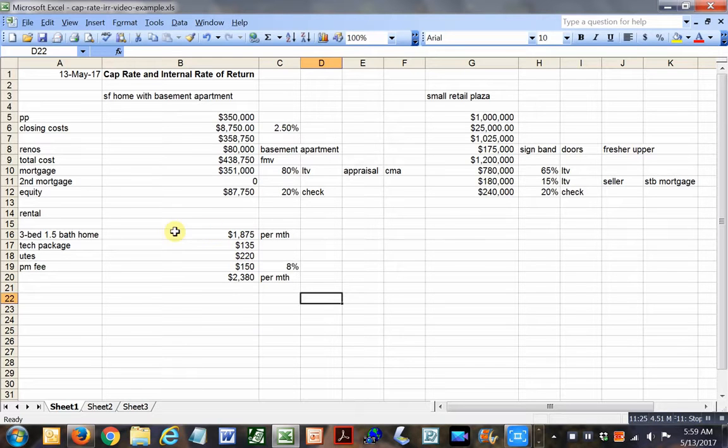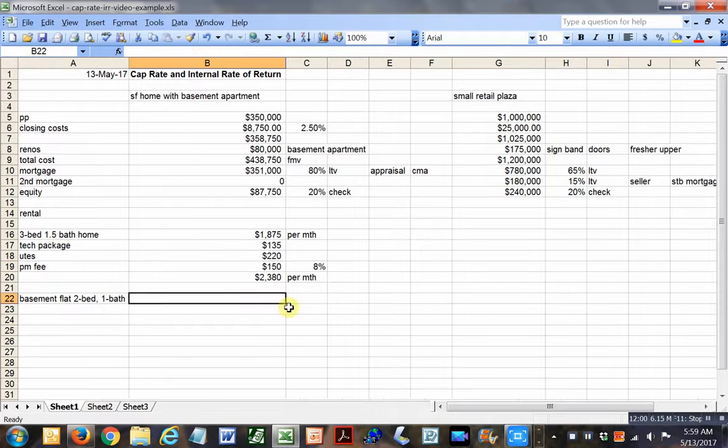Now all these cells are linked, so if it was in your town, if you download the sheet and you're getting, say, $1,475, you just put the $1,475 in here, hit the enter key, and obviously it will change, right? So I'll go back to $1,875. All right, and then let's look at the basement flat, and we're going to assume that's 2-bedroom, 1 bath. Just fix up the spacing again.